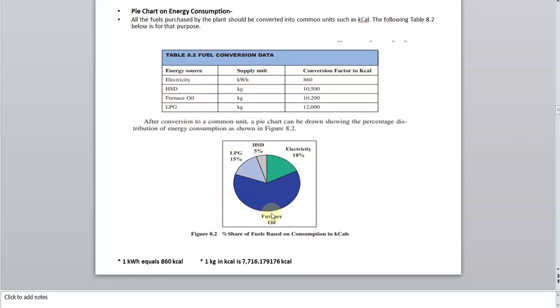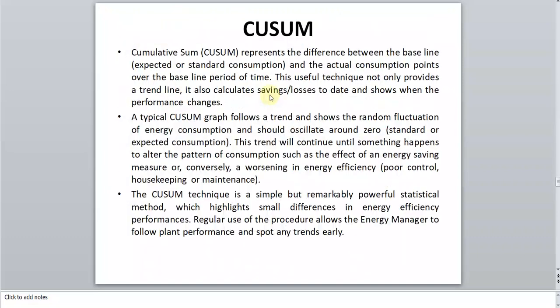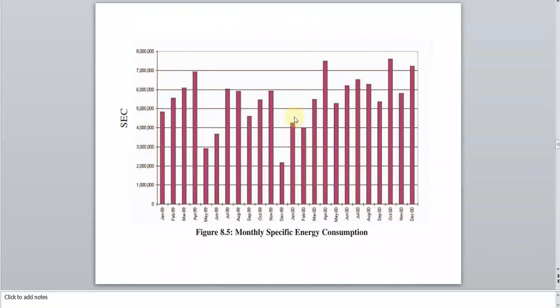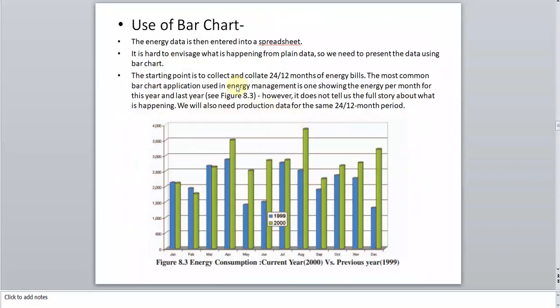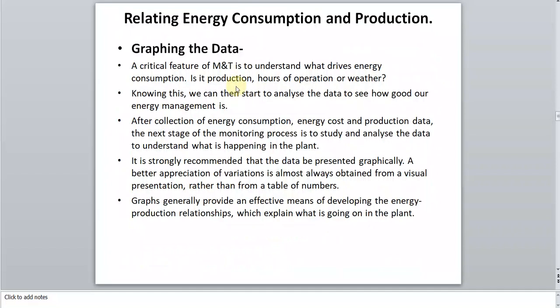Now today we are going to see the last two topics of this chapter, that is relating energy consumption and production, and then CUSUM, that is cumulative sum. So both of these are techniques which are required for energy monitoring and targeting. The ultimate goal is to conserve the energy of a particular industry or plant or an organization. Now we are going to see relating energy consumption and production.